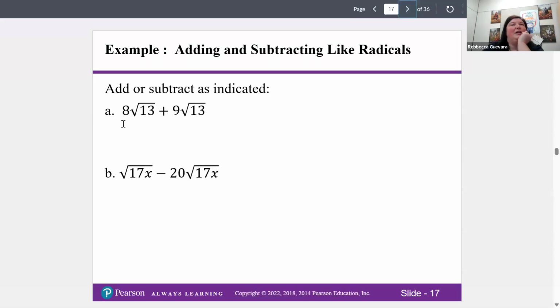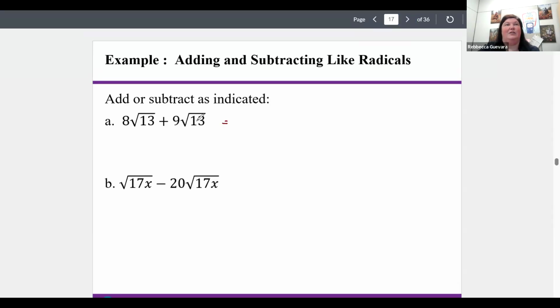So we want to add and subtract as indicated. So we're going to start easy here. If I have 8 square root of 13, 9 square root of 13, that's a like radical, the same radicand there. So 8 plus 9 is 17, so 17 square root of 13. If I have 17x minus 20 square root of 17x, well, that's just going to be 1 minus 20, so minus 19 square root of 17x.